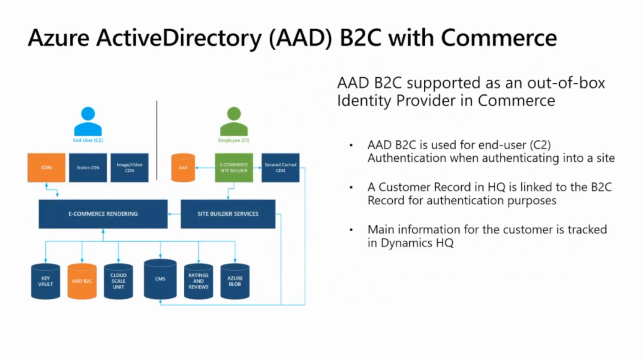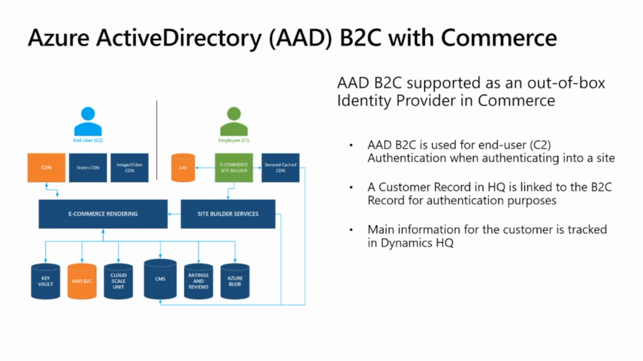So as Dynamics Commerce started, we're using AAD B2C as an out-of-the-box identity provider. That means that B2C is used for the end user, the visitors to your site built in Dynamics Commerce, for their authentication purposes. You'd still have a linked customer record in Dynamics that lives in HQ in the channel database, and that's linked to the B2C record for that authentication purpose. So all the main information for the customer is still tracked in Dynamics HQ. Again, we're just using the B2C element for that sensitive authentication portion.